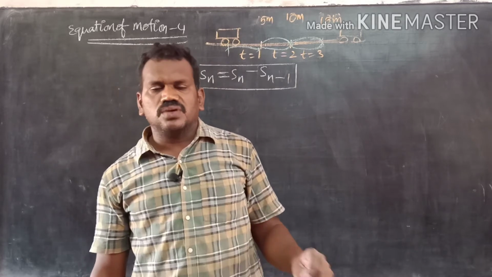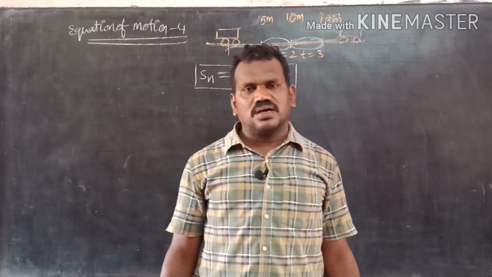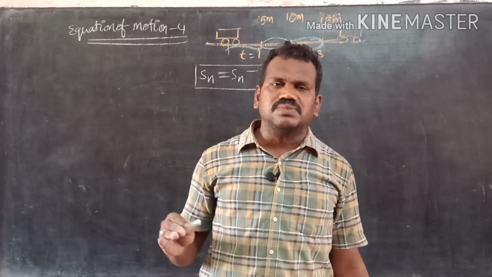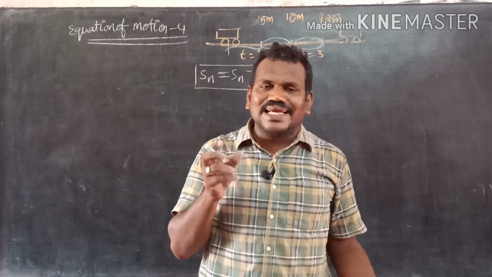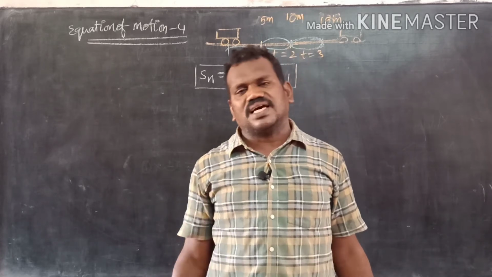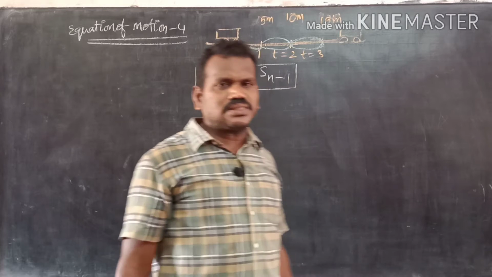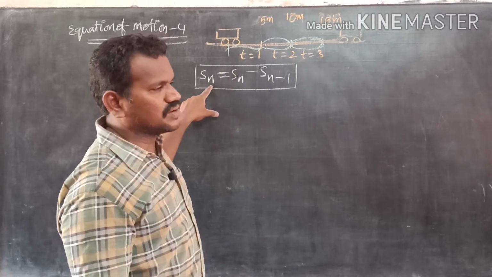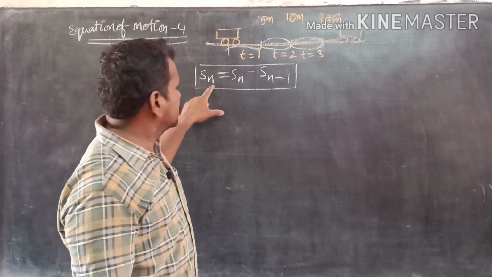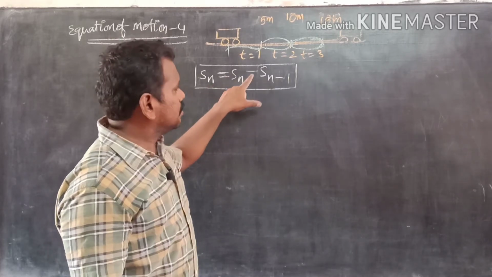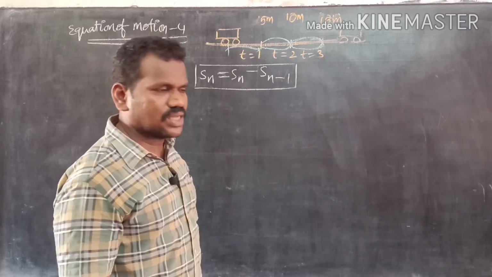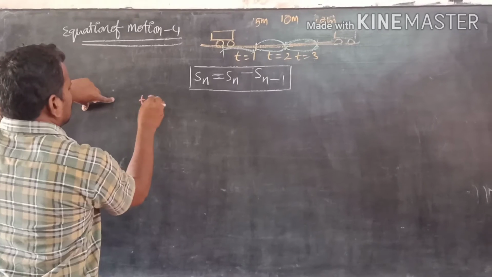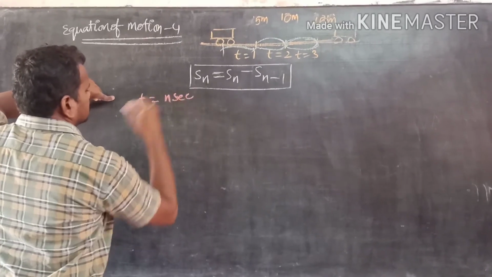Now we are going to derive the formula for the distance traveled, or the displacement of the vehicle, in a given nth interval of time. For that purpose, we should consider Sn. This is nothing but the displacement of the vehicle in the nth second, which is equal to Sn minus Sn minus 1. Let us consider t is equal to n seconds.